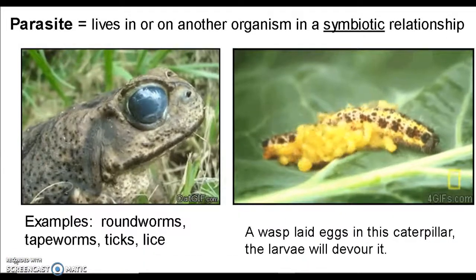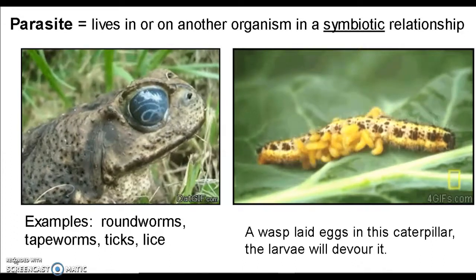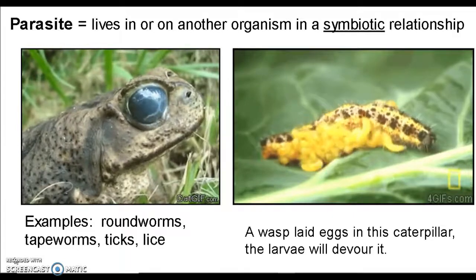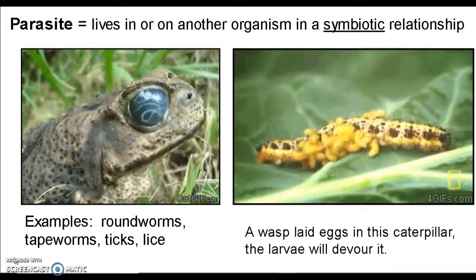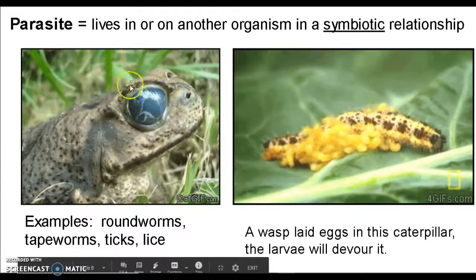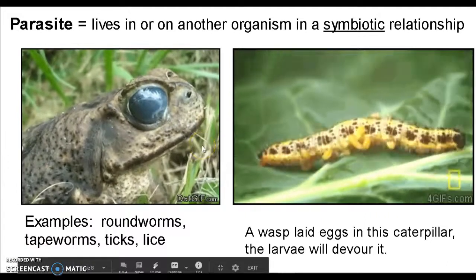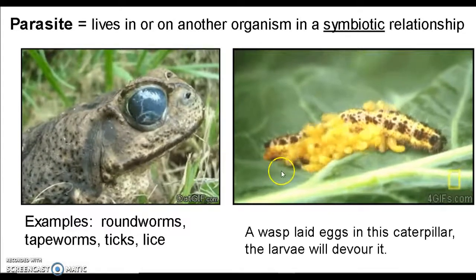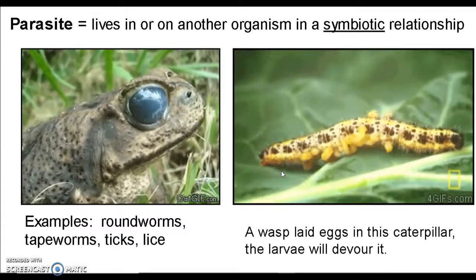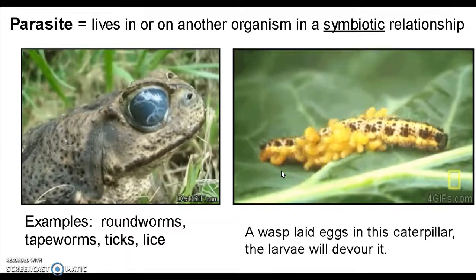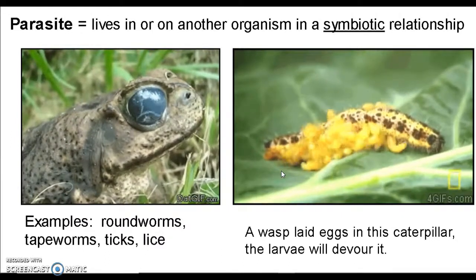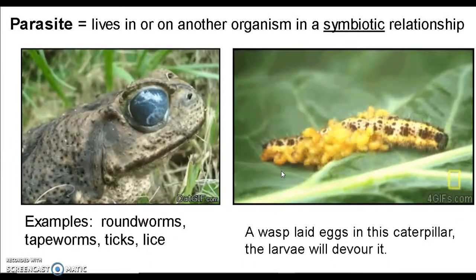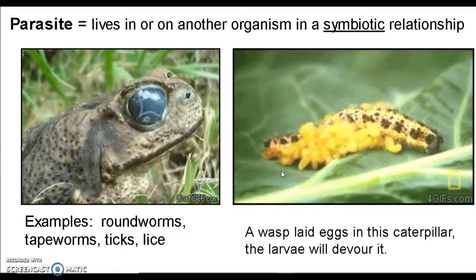Parasites are other examples of heterotrophs that live in or on another organism in a symbiotic relationship. Some of these are things like roundworms, like this worm that's inside this poor toad's eye, tapeworms, ticks, and lice. Or if we see this very unfortunate caterpillar that met up with the wrong wasp, and the wasp laid its eggs on it, and once the eggs hatched, the larvae eat the caterpillar.